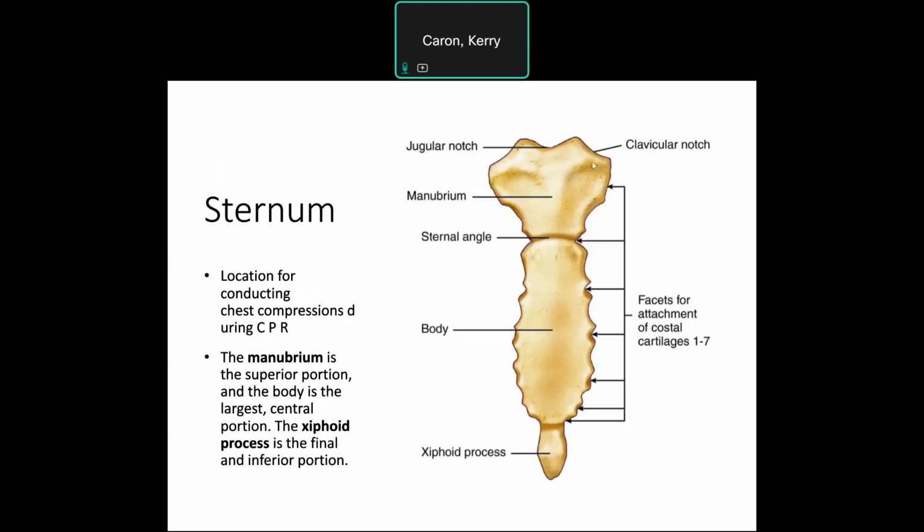We have the sternum, which is part of that. The sternum has the manubrium, body, and the xiphoid process, which can be broken off during CPR. So be careful there. And your hands for CPR would go on the body of the sternum. These are the parts that are important to know: the manubrium, the body, and then the xiphoid process.